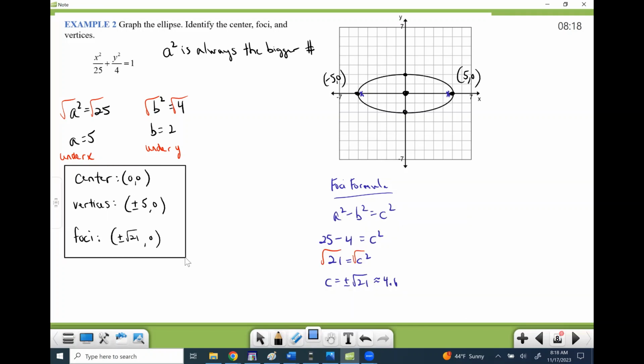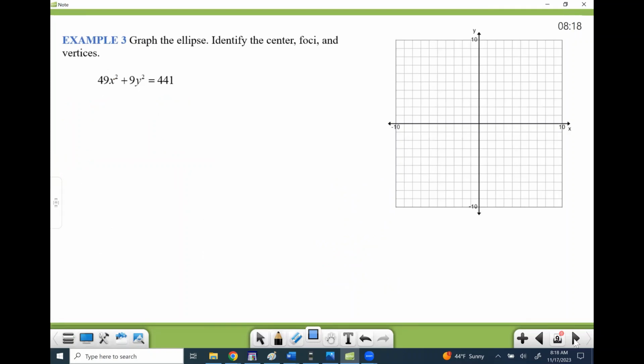Go ahead and fix that. Now the next one isn't given to us in standard form, so we're going to have to get it there. Remember, our goal is either x squared over a squared plus y squared over b squared equals 1, or maybe the a squared is underneath the y instead of the x, making it bigger in the y direction. So it would be one of these. That's our goal.